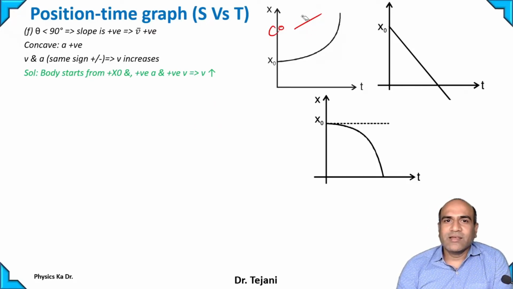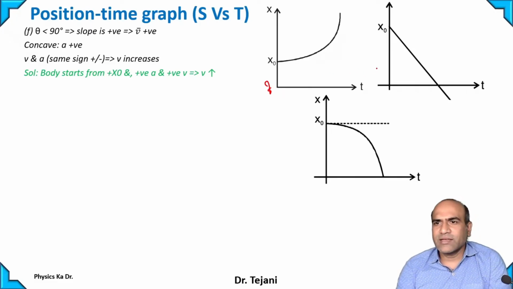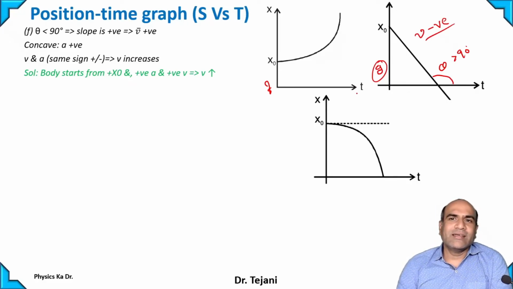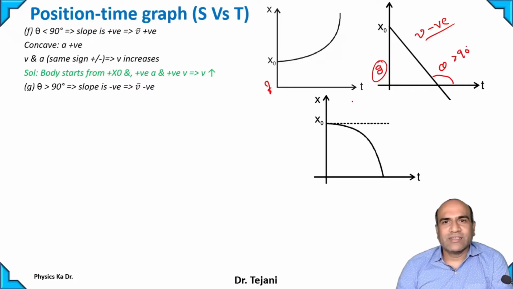So we have seen f. This is our f. Now answer G. First check is the slope. Can I say this theta is greater than 90 degrees? Yes, that means the slope is negative, so velocity is also negative. Then this straight line means velocity constant, acceleration 0.